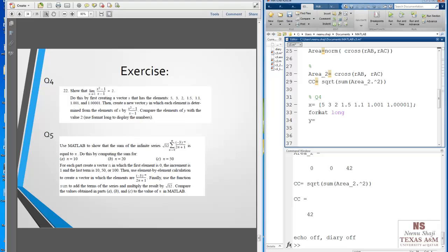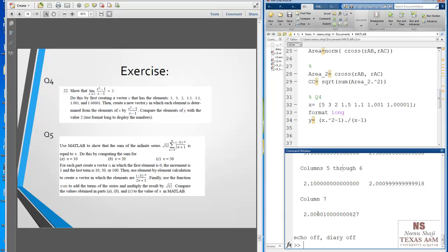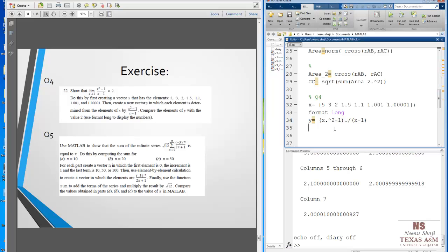Let's write the expression for y. So it will be x dot square minus 1 dot divided by x minus 1. Run this. So we see that as the x value tends to 1 or approaches 1, the y values approach 2. So we can make the comment there, as x approaches 1, y approaches 2. So that is the limit.